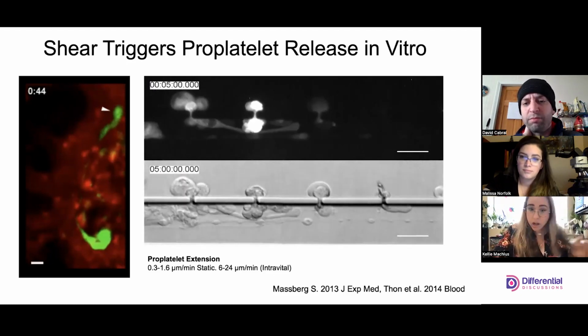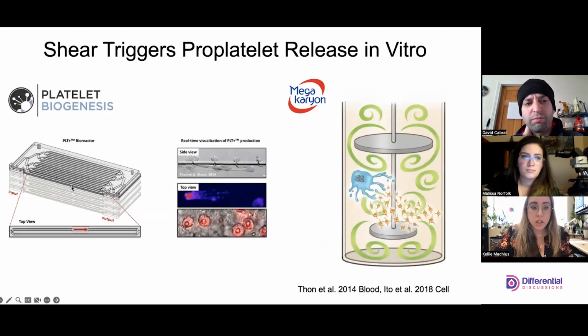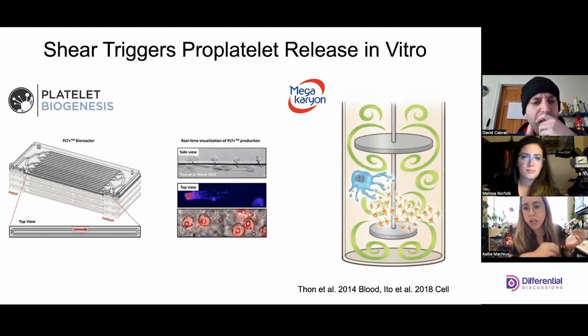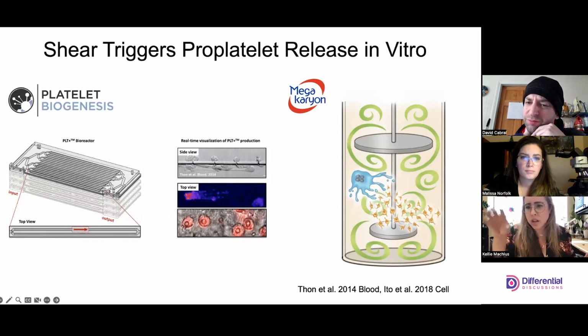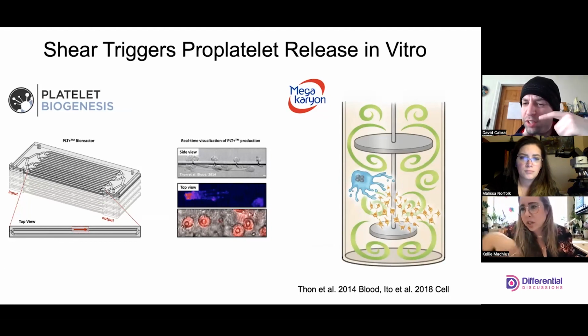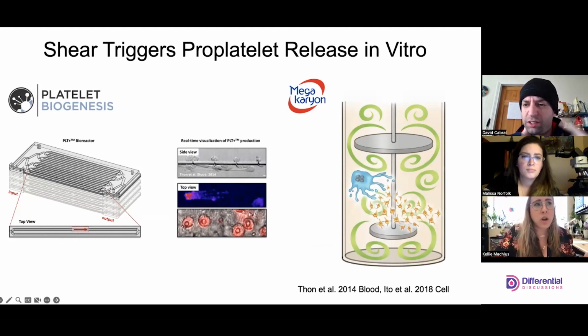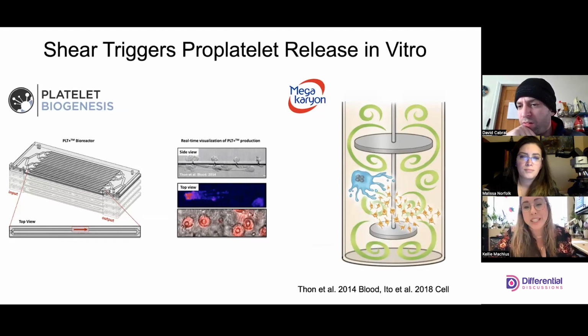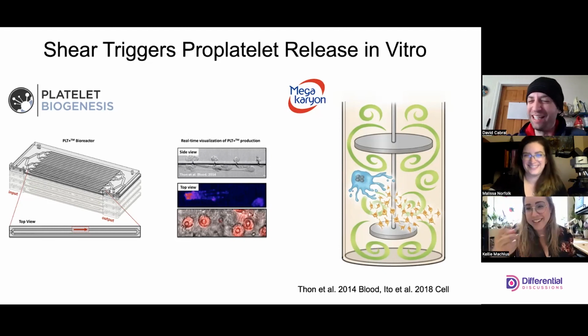There are these two companies, Platelet Biogenesis, which Joe's involved in, and this company in Japan, which uses, like what I showed with the bioreactor, almost like a circular shear device to make them. You could Google it if you're interested. It's more like a vortex. Koji Ito, who's the head of it, is a really nice guy. He described it almost like a hot tub. Platelet hot tub. Yeah.